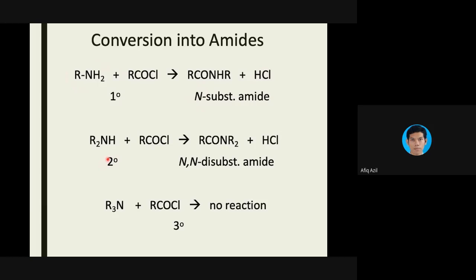But for secondary amine, okay, when you react with acid chloride, you are going to end up with N,N-disubstituted amide. Okay, N,N-disubstituted amide. While for tertiary amine, when you react with acid chloride, there will be no reaction. Okay, only for primary and secondary. In this case, tertiary won't give you any product. So that is the fourth type of reaction.